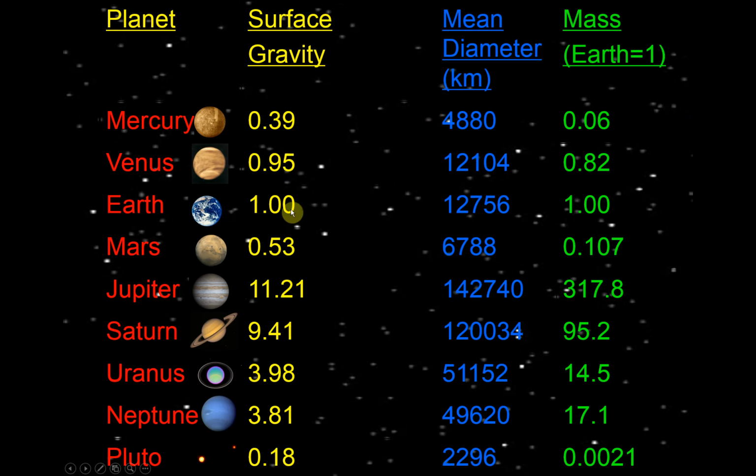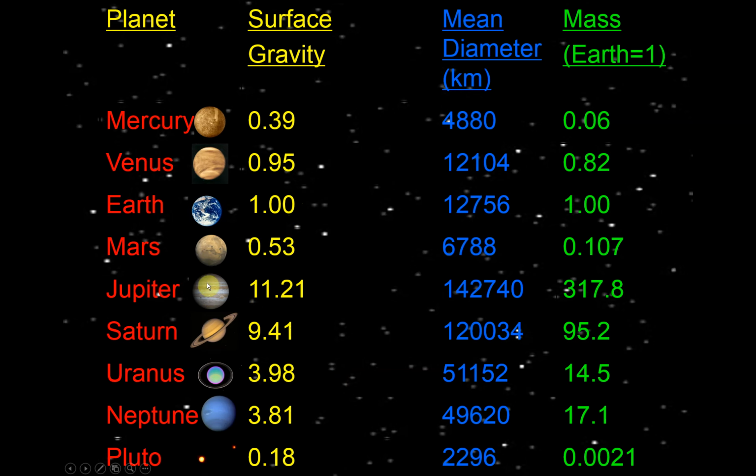1g here on Earth is our surface gravity, that's equal to 9.8 meters per second squared. Venus, very close to the Earth, about 0.95g. Mercury, 0.39, Mars, 0.53. People often forget Mars is a very small body. Jupiter, about 11 times Earth gravity. Saturn, about 9. Uranus, Neptune, very similar, around about 4 times Earth gravity.